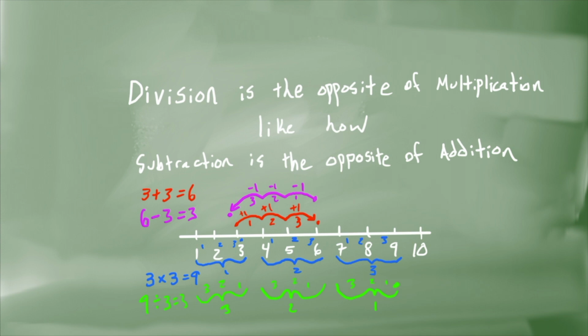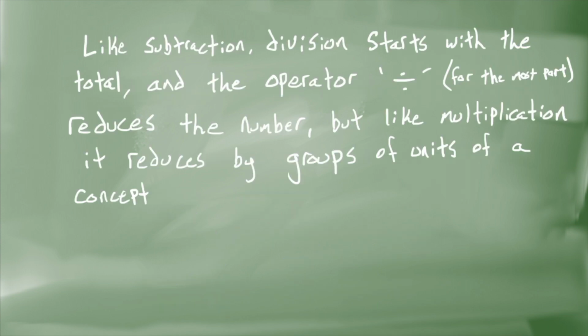Multiplication is like the blue one, 3 times 3 equals 9, meaning 3 groups of 3 would be 9 objects. Division is the opposite then. Given 9 objects, breaking them into 3 groups, you would find that each group contains 3 items. Like subtraction, division starts with the total, and the operator, the division symbol, for the most part, reduces the number, but, like multiplication, it reduces by groups of a unit of a concept.